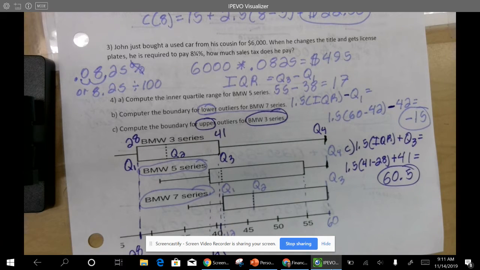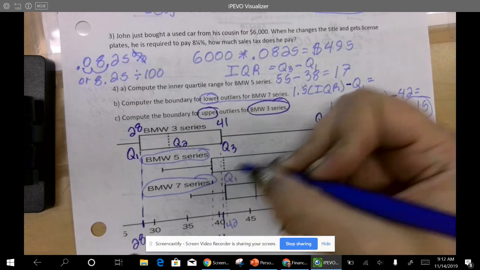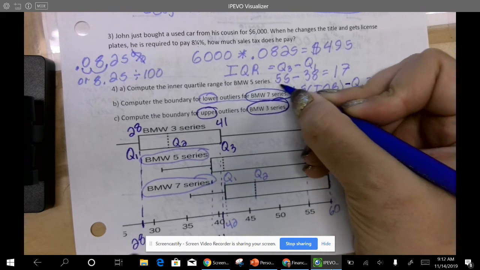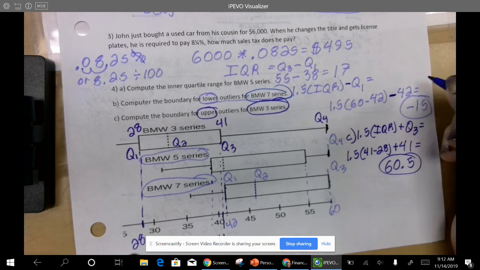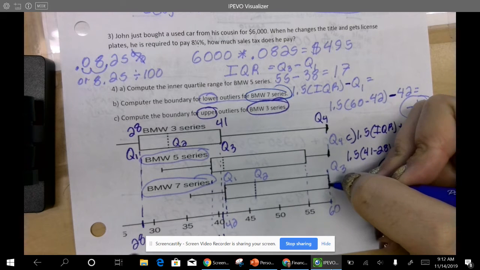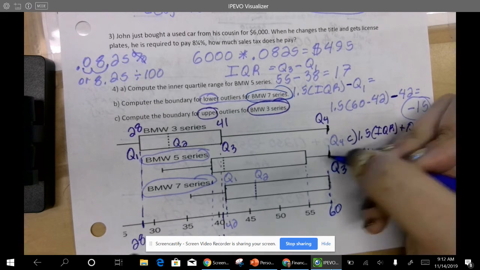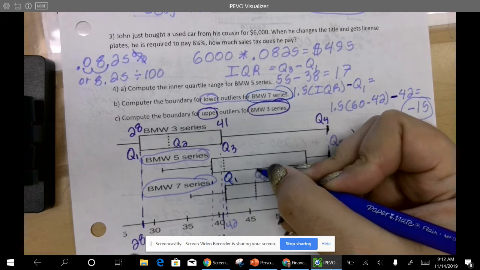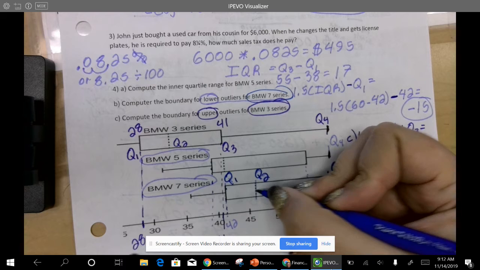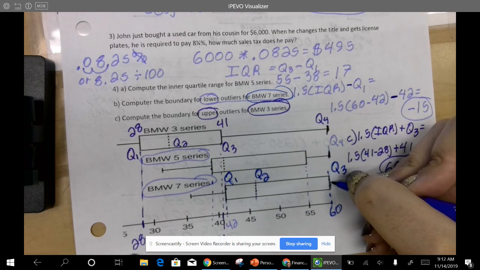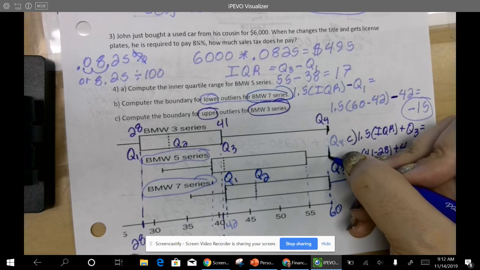Everybody, I just left off here at B. It says for 7. So I'm going to use 42 for the inner quartile range and 60. Remember, the box represents 50% of the data. So this is quartile 1, quartile 2, quartile 3. And if we had the end part, that would be quartile 4.